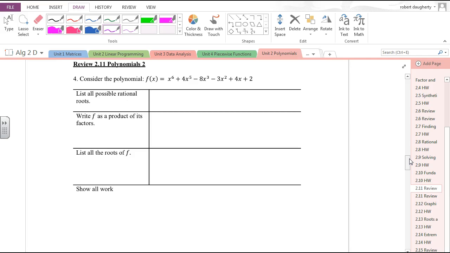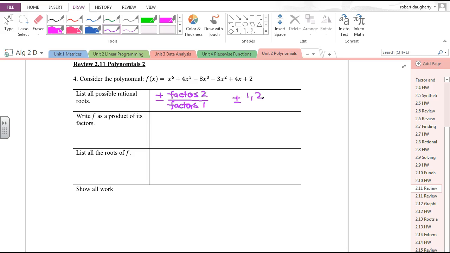So the possible rational roots, those are plus or minus the factors of 2 divided by the factors of 1. That's a pretty short list. So this is plus or minus 1 or 2. Okay? So let's just take a look at this.